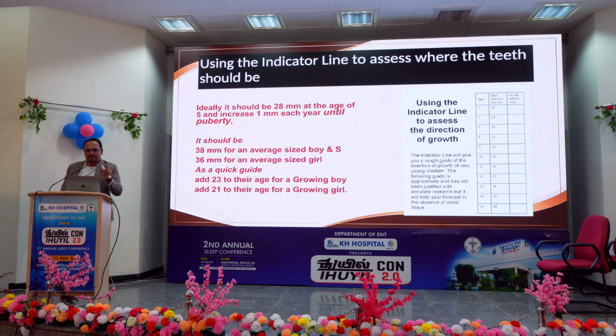As a quick guide, what you can do is add 23 to their age. Suppose the child is 5 years, 23 plus 5 is 28. Suppose the boy is 7 years, girl is 7 years, 21 plus 7, 28. That's the normal for a child. And anything more than 5 mm extra to the baseline indicates there is vertical excess.